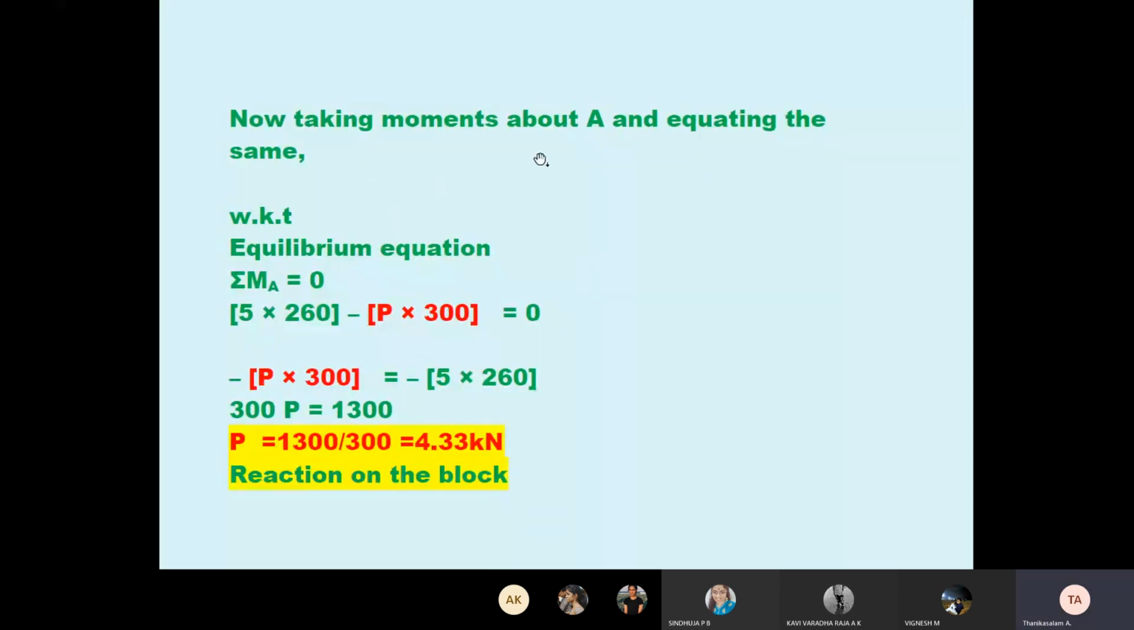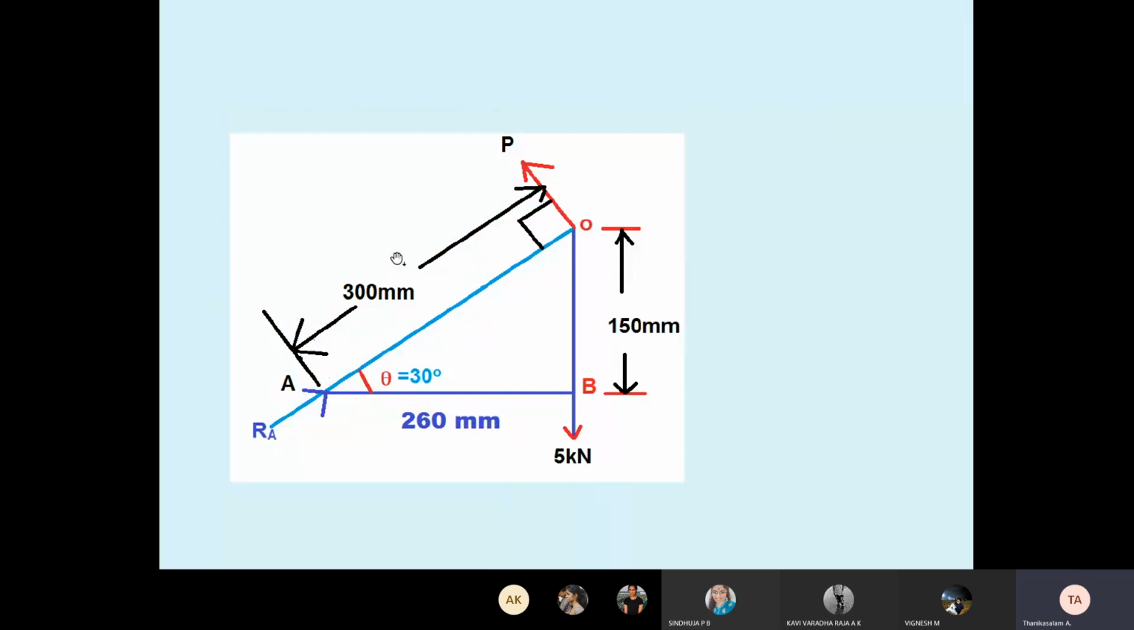Now taking moment with respect to A. Students, understand, we know the equilibrium equations for a rigid body. Summation of horizontal forces equals 0, summation of vertical forces equals 0, summation of moments equals 0. Here I am taking moment with respect to A. What is the moment? Force into perpendicular distance. Why am I taking moment about A? Because I want to calculate the P value.